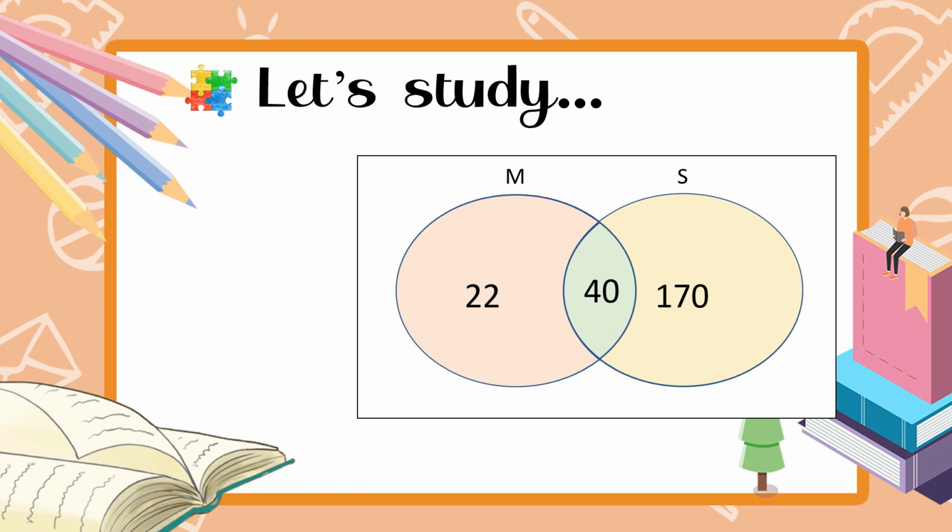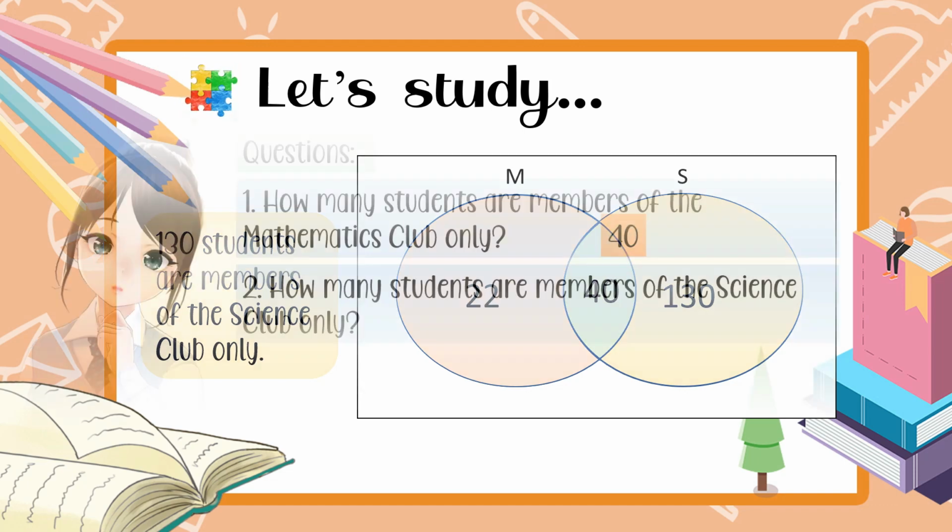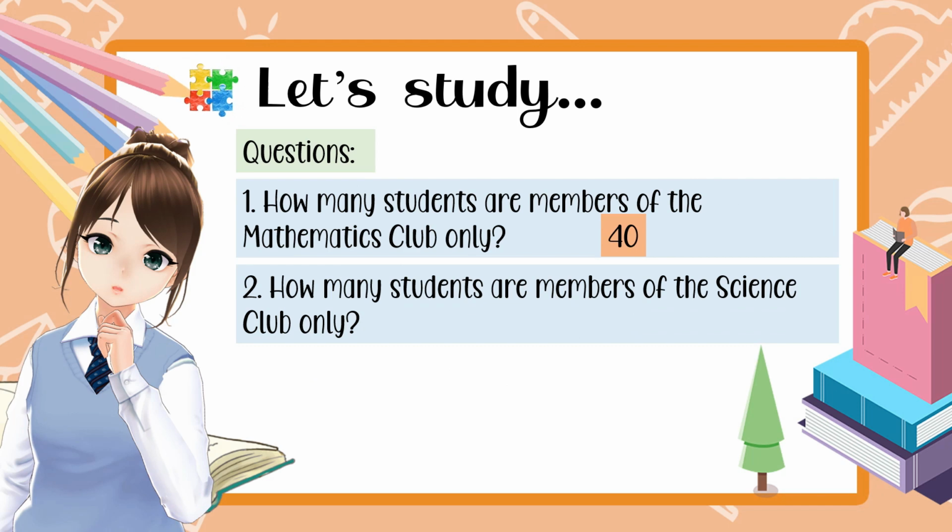So, ang gagawin natin, ibabawas natin yung 40 doon sa 170. So, we will have 170 minus 40. So, ang matitira na lang for the science club is 130. Therefore, 130 students are members of the science club only. So, sila lang yung kasali sa science club lang. Now, let us write our answer sa second question.